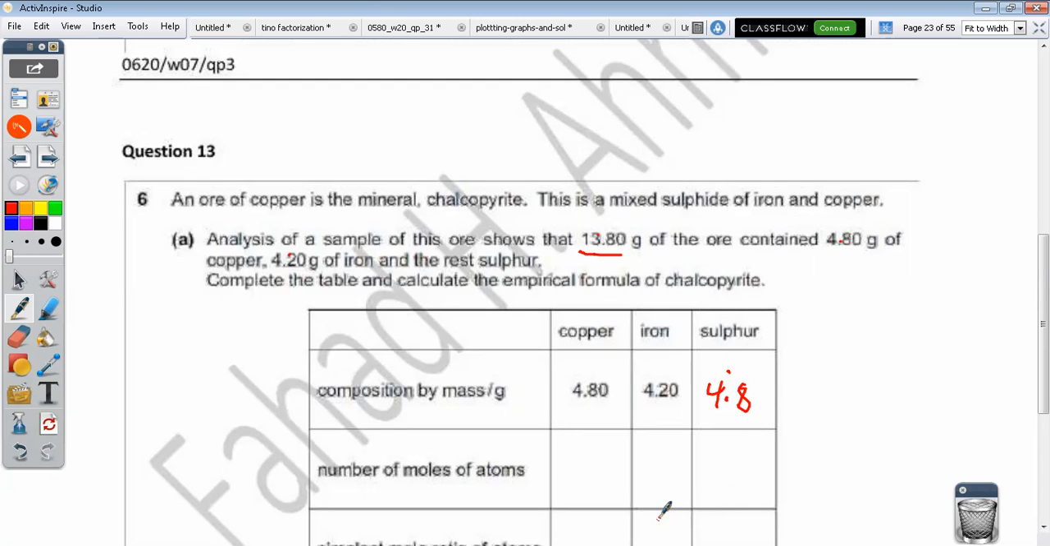Mass of sulfur. Then the number of moles of the atom. What did you say about number of moles? Since we started the topic, mass divided by the MR. So what's the mass of the copper here?